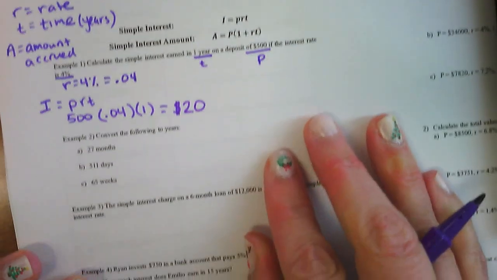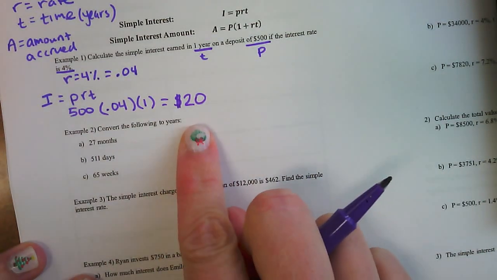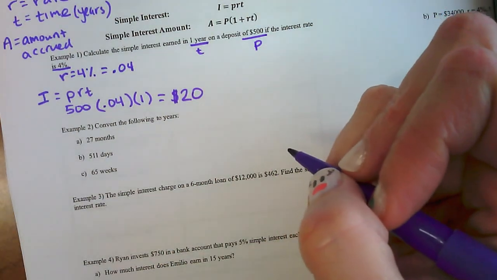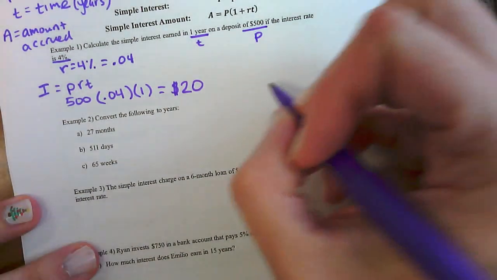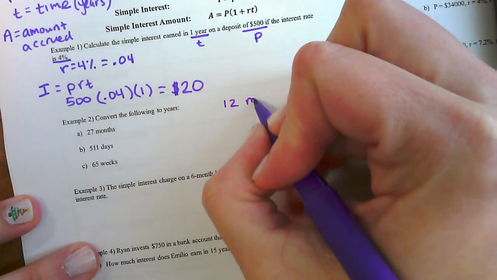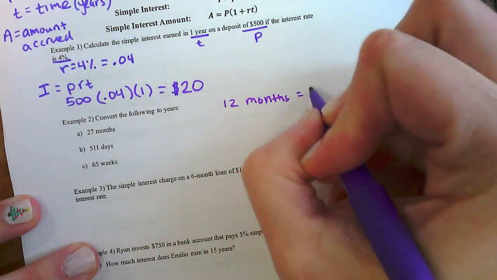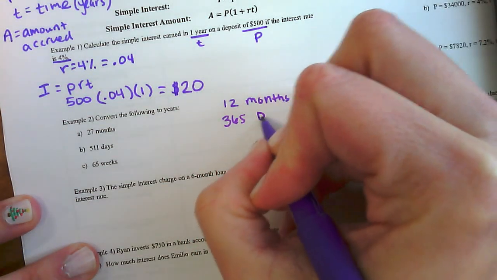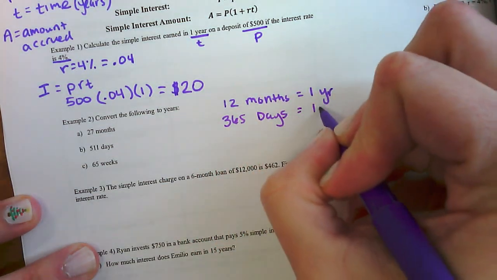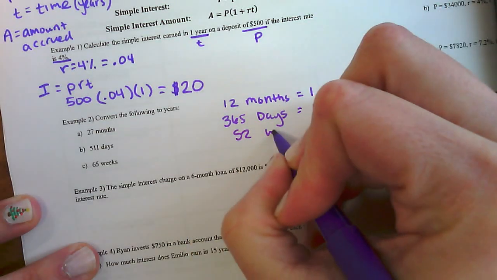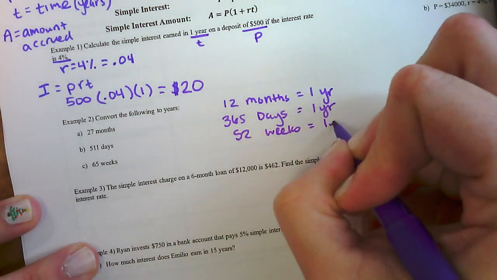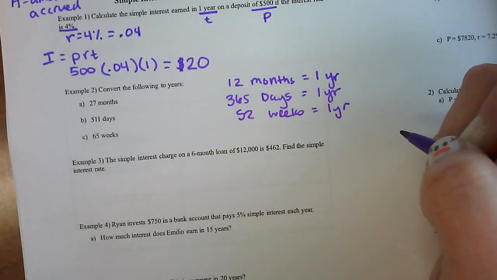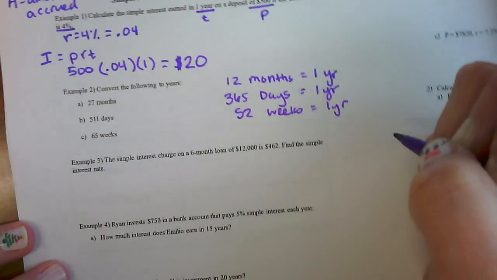Okay. All right, number 2, convert the following to years. So I think we know, but we might need to write this down if we don't know. There are 12 months in 1 year. There are 365 days in 1 year, and there are 52 weeks in 1 year. So if you don't know those calculations, those are important to have when we do these financial questions.